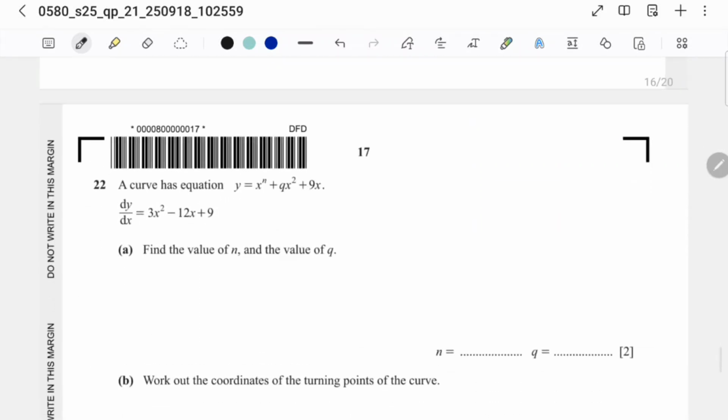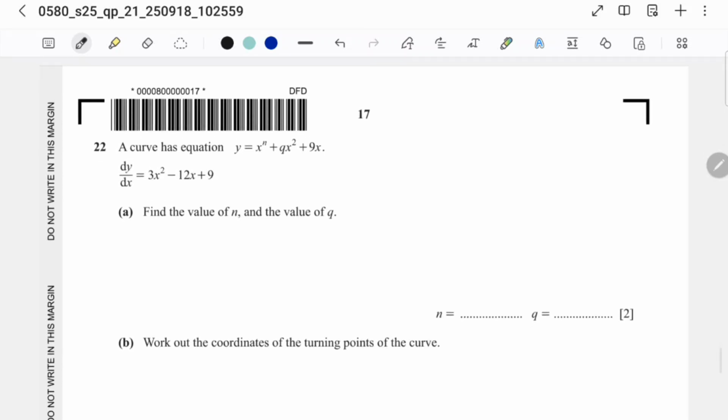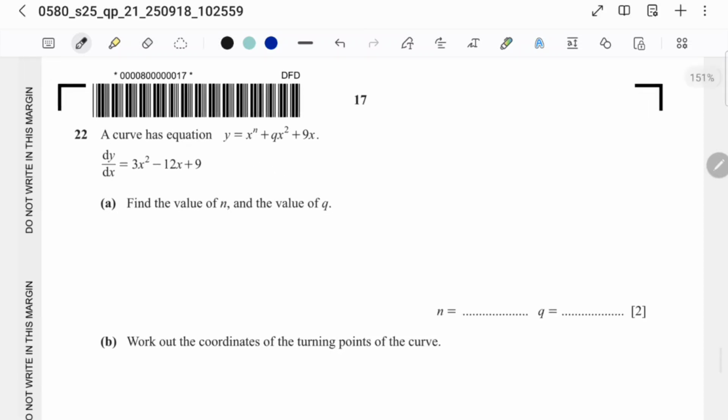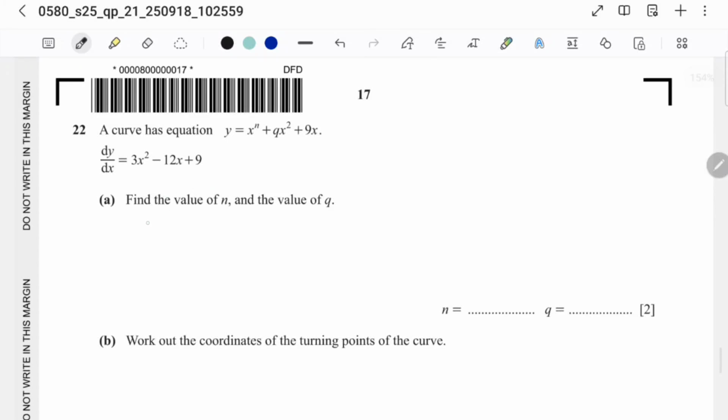Alright, now question number 22, differentiation question. The curve has the equation y equals x to the power of n plus qx squared plus 9x, and they are giving you already that after differentiation it becomes 3x squared minus 12x plus 9. Find the value of n and the value of q. So it means we have to differentiate the main equation. y equals x^n plus qx squared plus 9x.